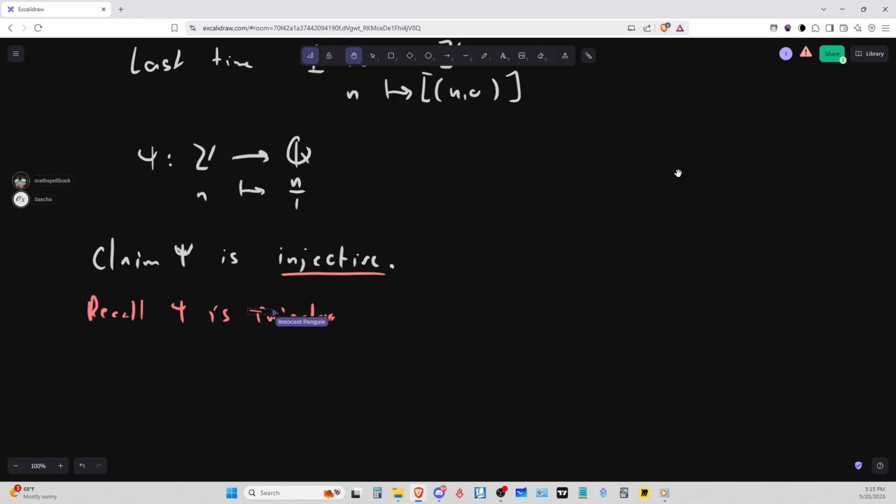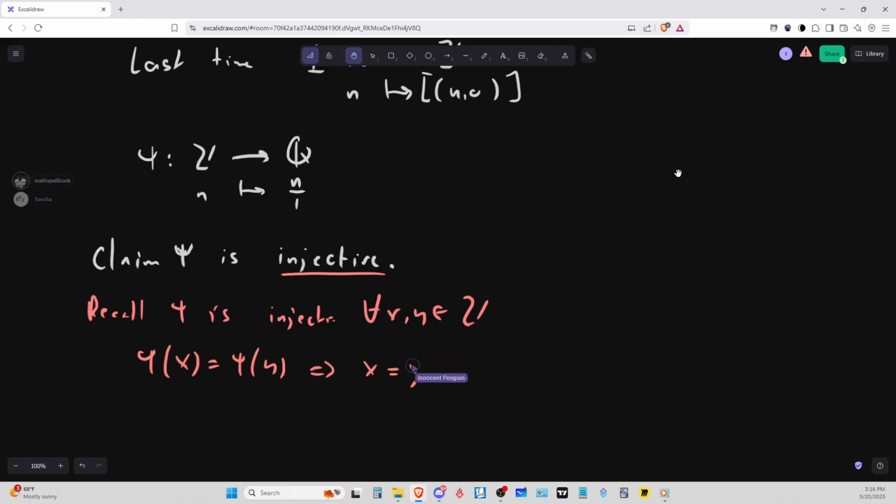if for all x and y inside of Z, if we have that psi of x is equal to psi of y, so they are both equal, we want to conclude that x is equal to y. So this is the definition of injective.